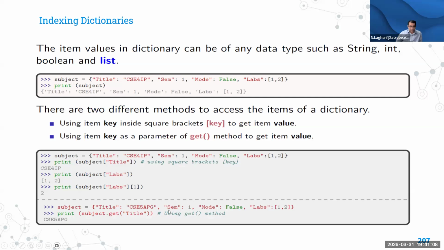Okay, so now you can use the get method to get the value of the dictionary. We have got the subject dictionary, and we say get title. So it'll be printing CSE5APG in that case. Okay.